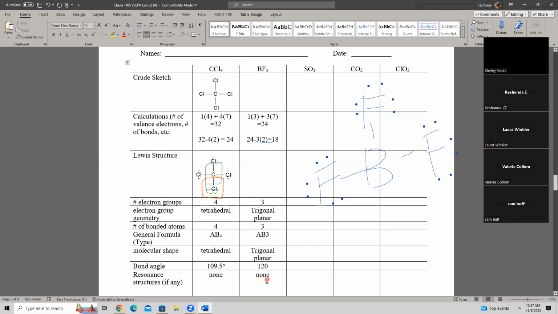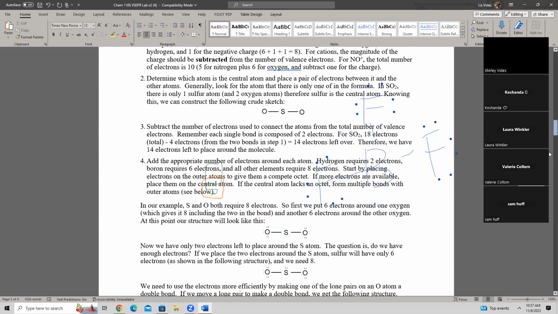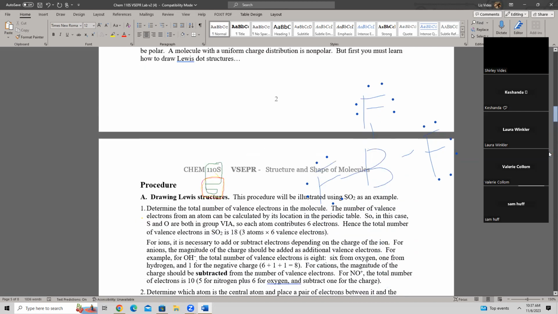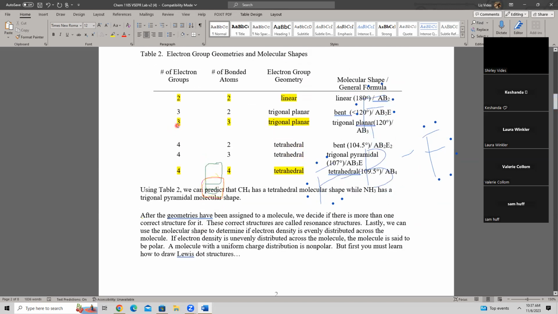Okay, so let's go look at our table. And just keep in mind that we know we have 3 electron groups and 3 are bonds, right? So let's look at the table. Actually, we're bringing the structure with us, so that's good. All right, look at the table. 3 electron groups, 3 are bonds, trigonal planar for the electron group geometry and trigonal planar for the molecular shape. There's your AB3 and there's the 120. You see, all of it is right there in that one table.